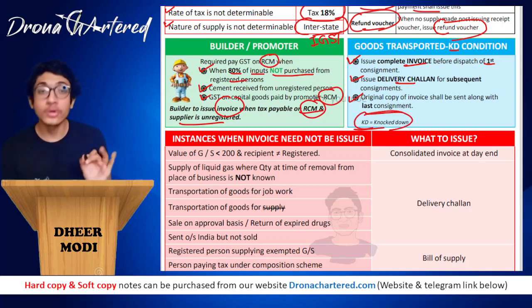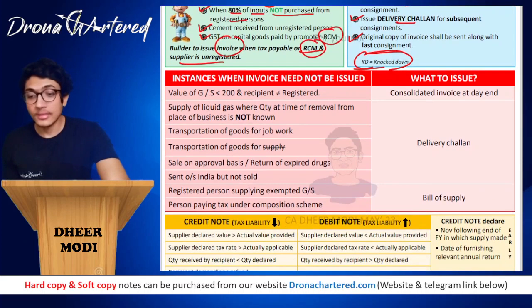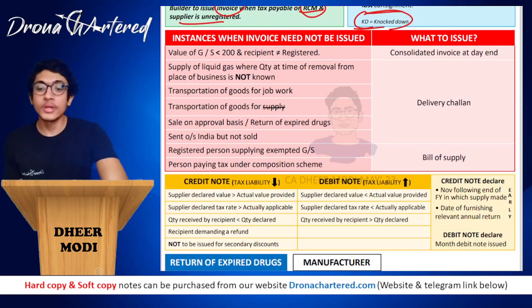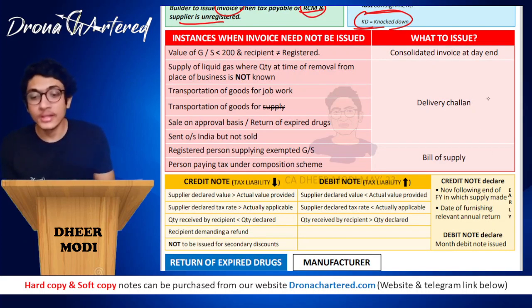Okay, and over here I have written KD is your knockdown condition. Now, in some cases, there are instances when an invoice need not be issued. In some cases, you need not issue an invoice. You can either issue a delivery challan, bill of supply, or a consolidated invoice. So we will be studying those cases.